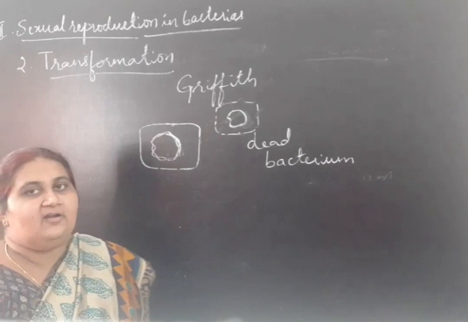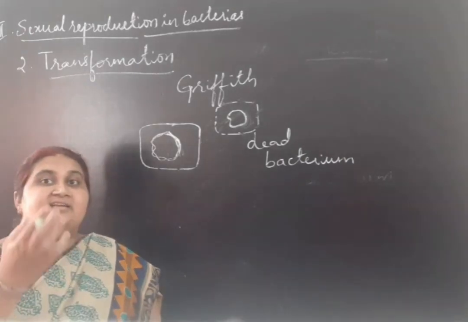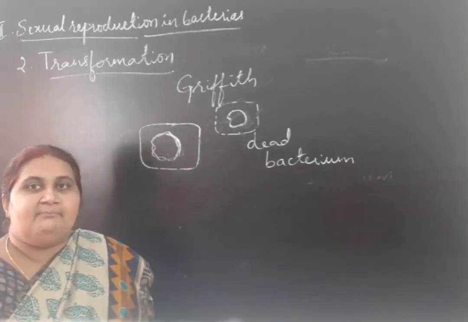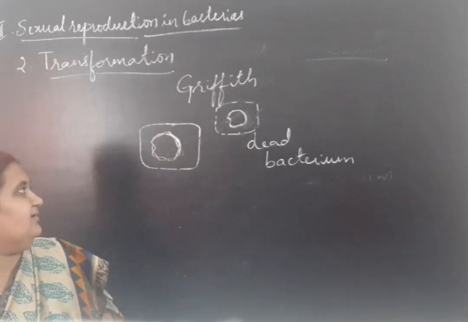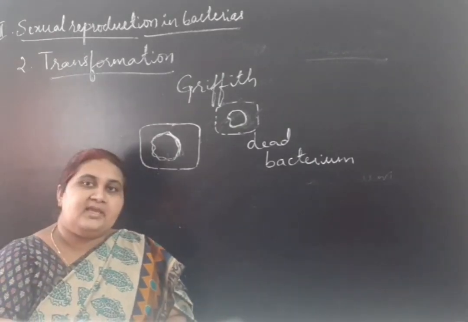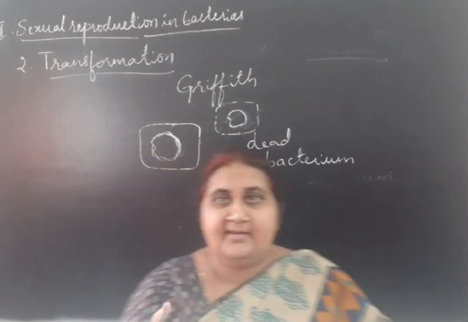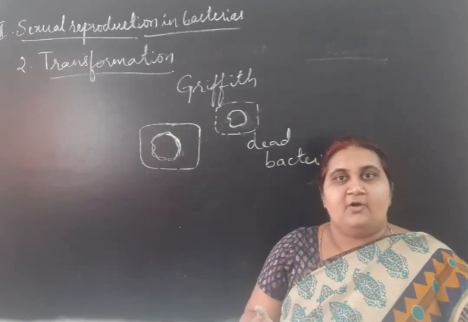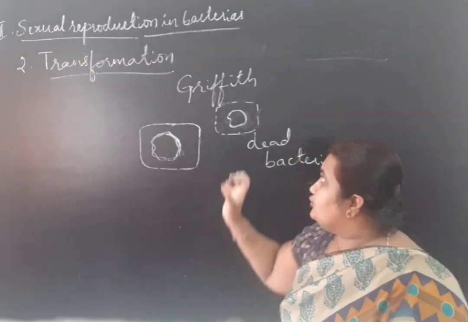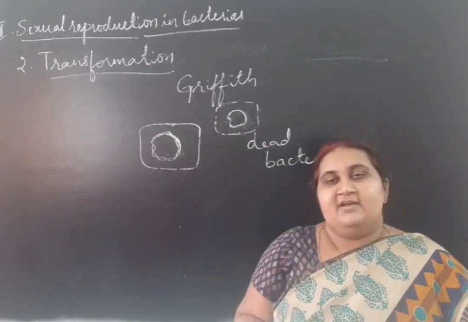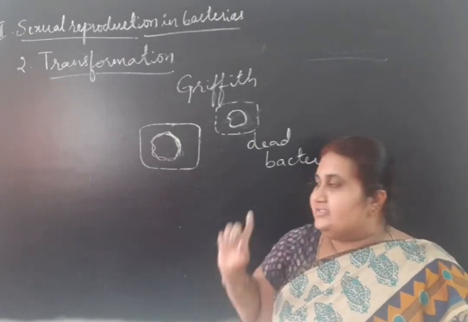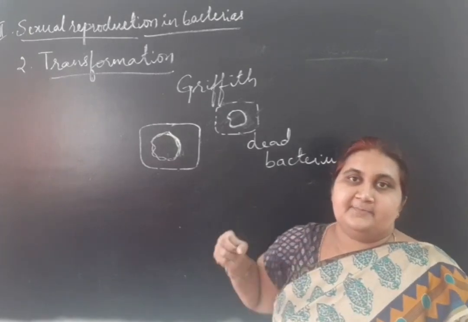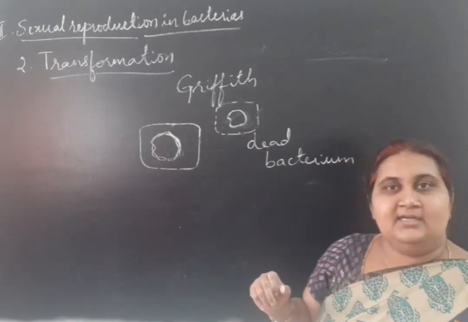That process is called transformation. Genetic recombination, mixing up of its own genetic material with another bacterium's genetic material. See here, transformation takes place only when the bacterium completes its growth. Okay, and it should have a capacity to pick up the genes from its surroundings. So it has to complete the growth. Then only it has achieved the capacity to take up the genes.